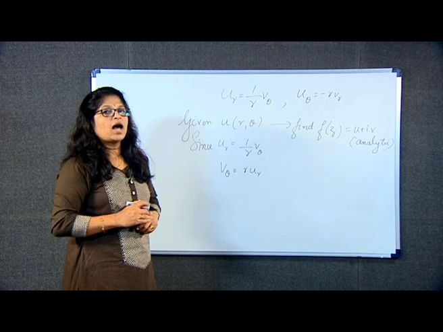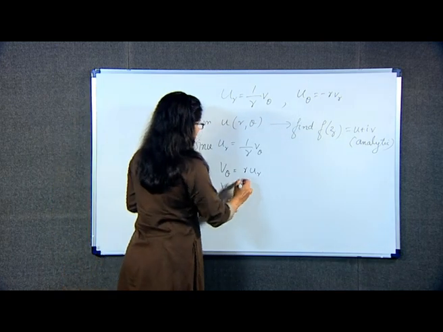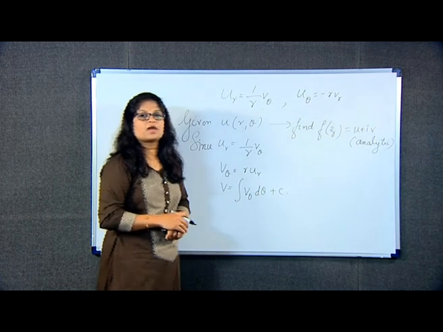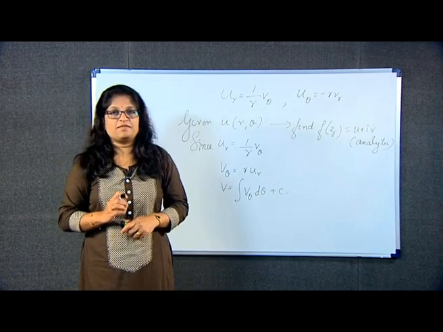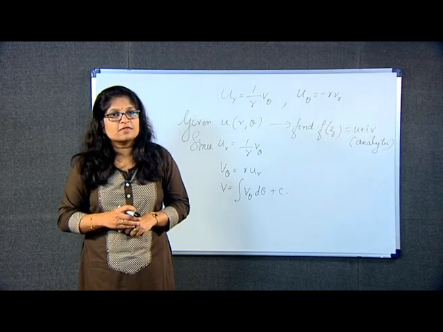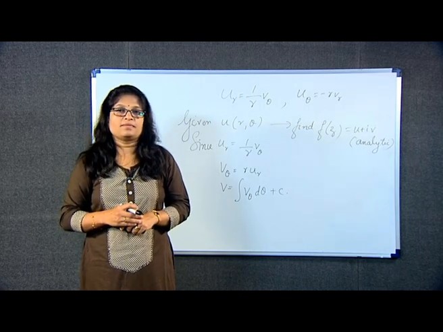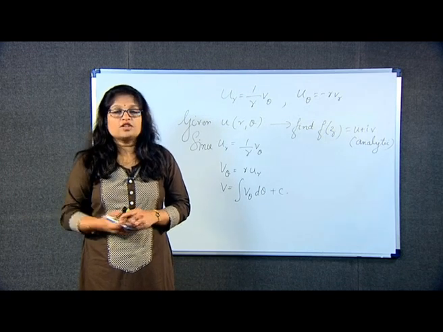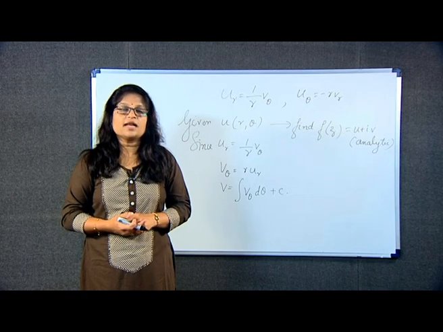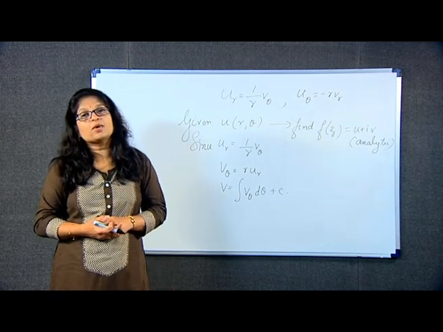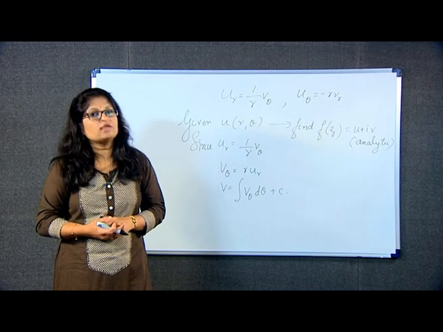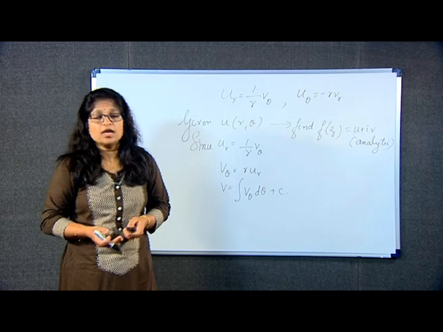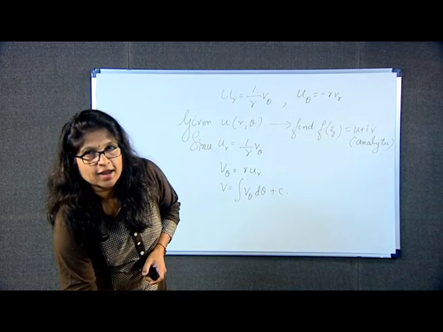What do I do next? I can find my v by integrating my v_theta with respect to theta. Once you get your u and v, you can write your f of z as u plus iv. You can combine your function back, and by resubstituting z equal to r e raised to i theta, you can express your f of z in terms of z. Let us see an example where you actually use this method to find your f of z.